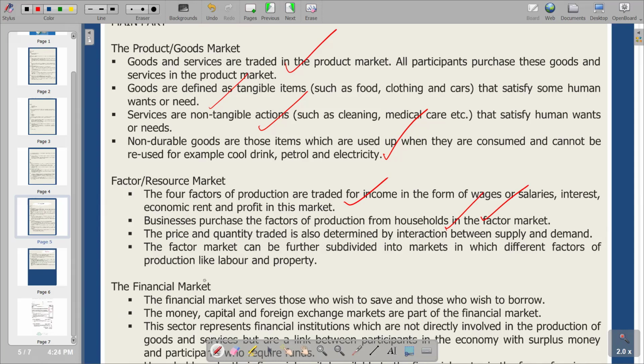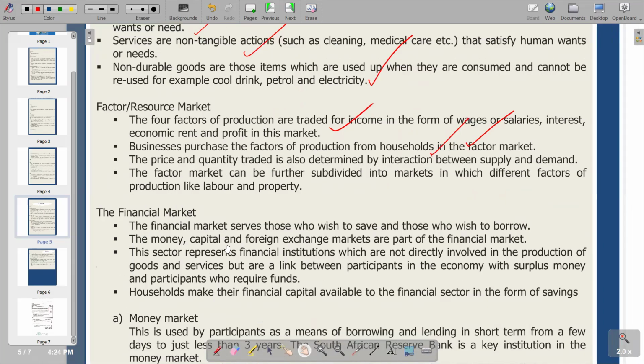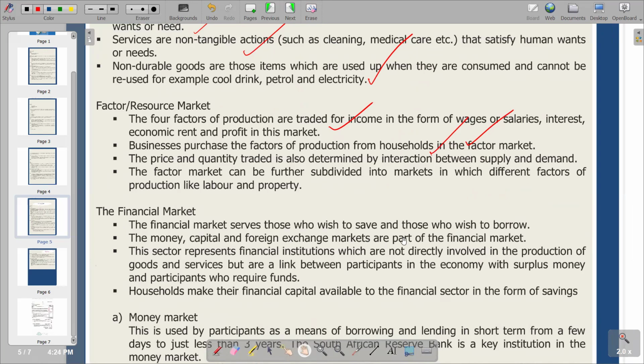And then we have also the financial market. So the financial market obviously is going to determine the borrowing and lending of money. So we are saying the financial market serves those who wish to save and those who wish to borrow. The money, capital, and foreign exchange markets are part of the financial market. So you see that the money market, the capital market, and foreign exchange market are part of the financial market.